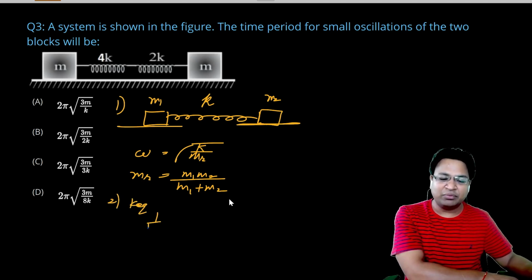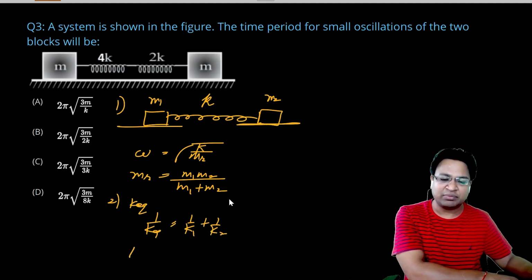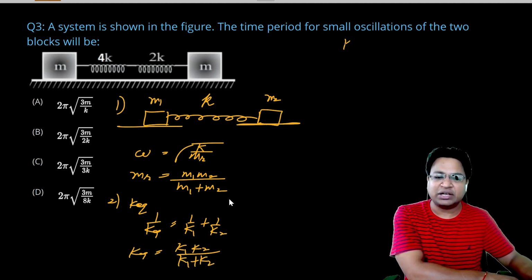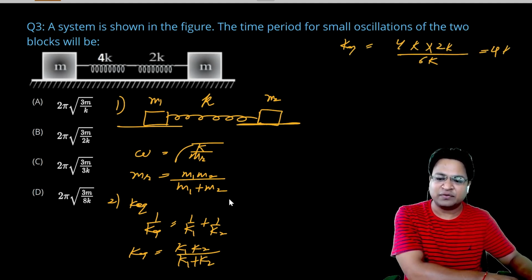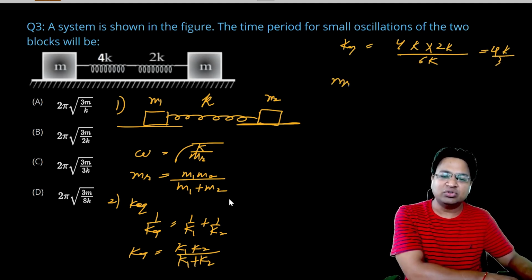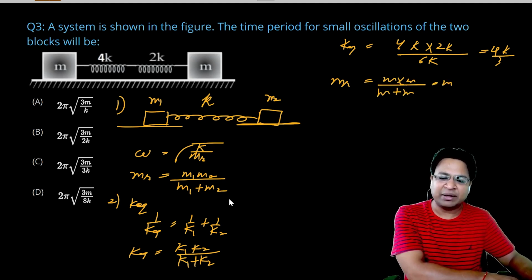by 1 upon K equivalent equals 1 upon K1 plus 1 upon K2, which after a little bit of rearrangement transforms into K1 K2 upon K1 plus K2. Which basically means that in the present scenario, K equivalent would be 4K into 2K divided by 6K, which ultimately becomes 4K by 3. And the reduced mass would be M into M upon M plus M, which makes it M by 2.